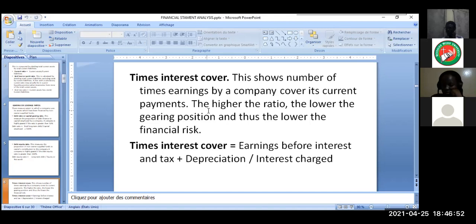Where do we find the depreciation? On non-current assets, right? Depreciation is calculated over non-current assets like equipment, machineries, cars, and so on. Then over interest charge.